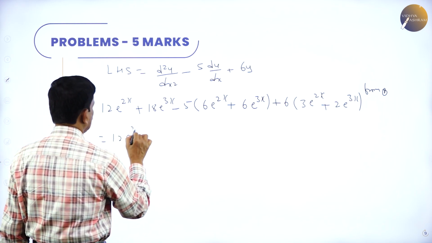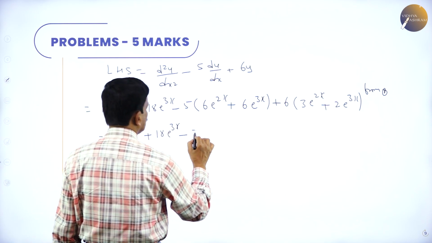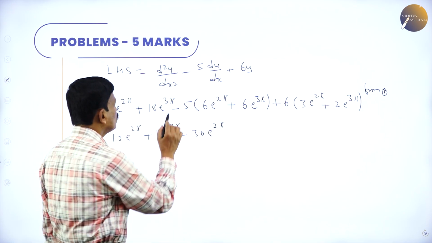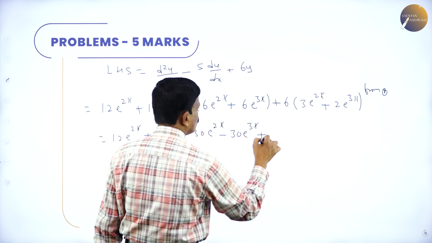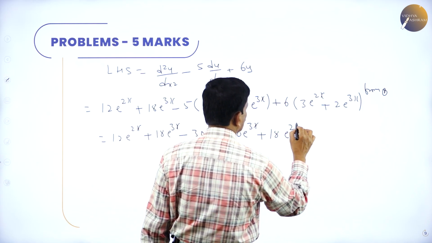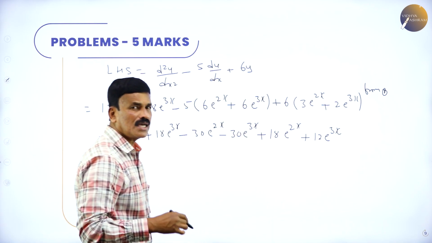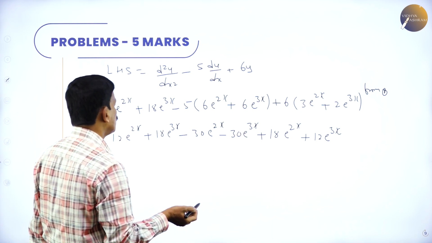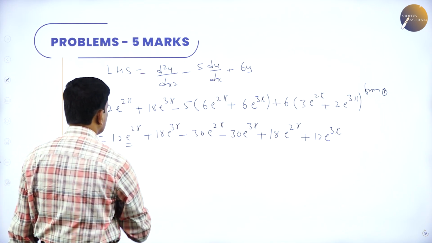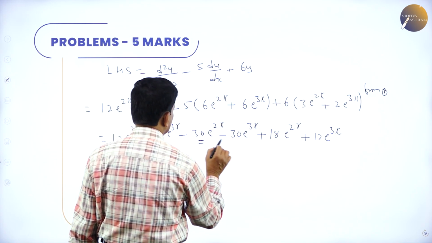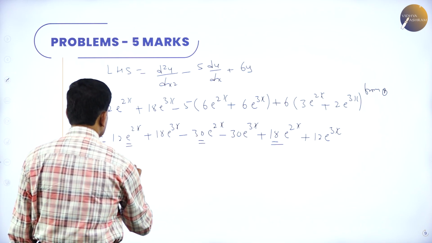12 e raised to 2x plus 18 e to the power of 3x, minus 5 sixes are 30 e raised to 2x, minus 5 sixes are 30 e to the power of 3x, plus 6 threes are 18 e to the power of 2x, plus 6 twos are 12 e to the power of 3x. Now cancel the terms which get cancelled. Now here nothing will get cancelled. Now just simplify this. e to the power of 2x: 12 e to the power of 2x minus 30 e to the power of 2x plus 18 e to the power of 2x. 12 plus 18 is 30.